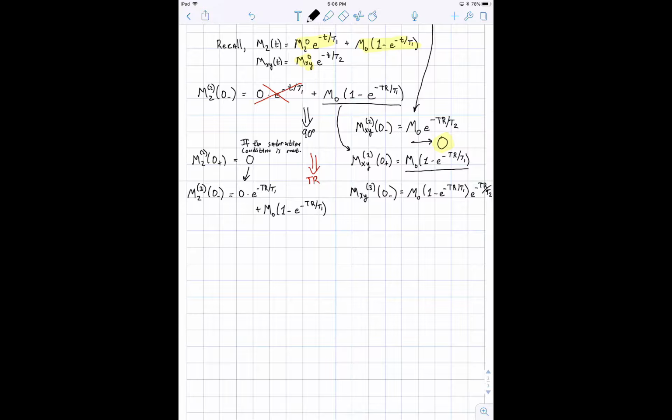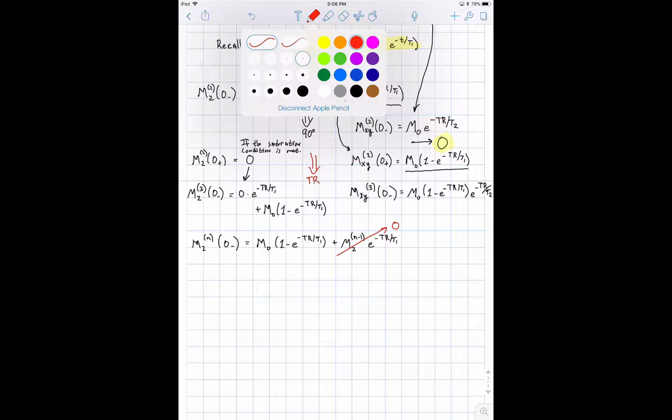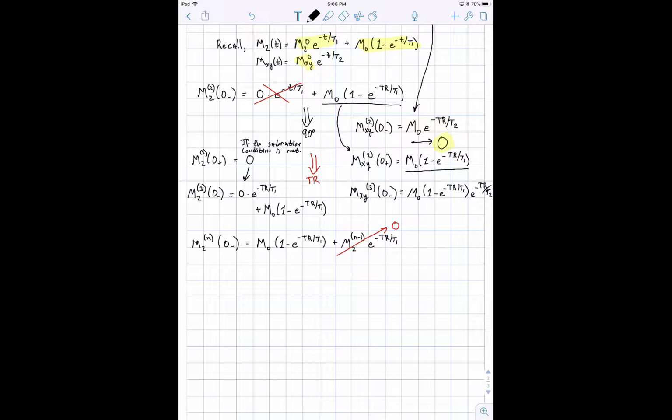So I'll move up a little bit. And what you can work out is that the MZ magnetization for any event n immediately before the RF pulse is just M naught times 1 minus e to the minus TR over T1 plus the amount of magnetization you had from the previous event. So we write that as n minus 1 times e to the minus TR over T1. Now, if the saturation condition is met, then this term here just goes to 0. You can't generate that component. And so you could more generally say that it's just M naught times 1 minus e to the minus TR over T1 for specifically n greater than or equal to 2.